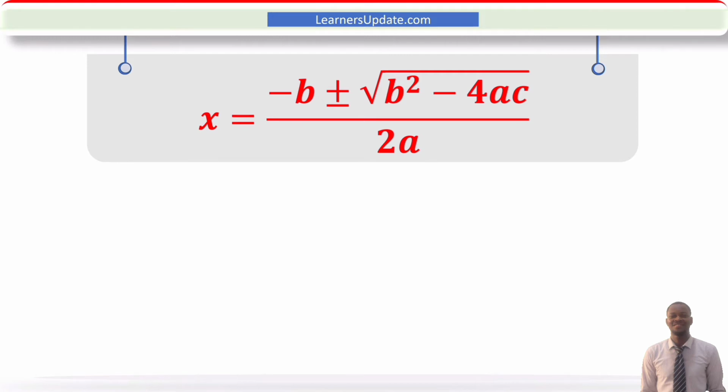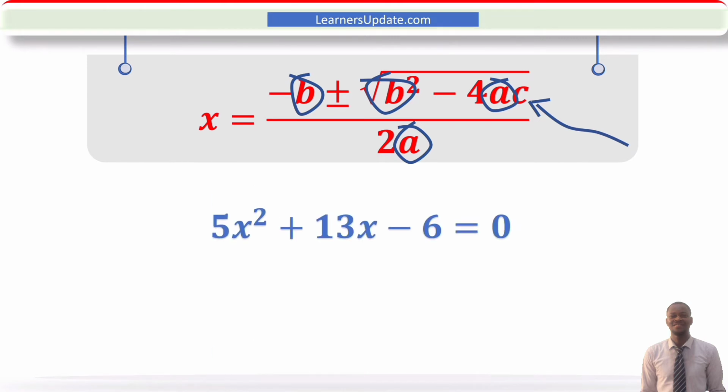Now, to begin, from whatever the equation given, we need to know how to obtain our A, our B, and then our C. From our given sample equation, we can clearly see that our A is 5, our B is 13, and our C is minus 6.